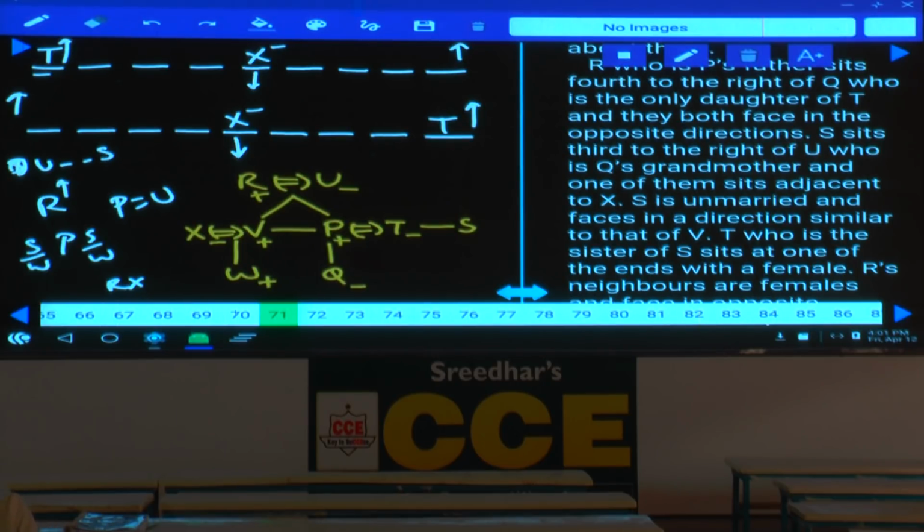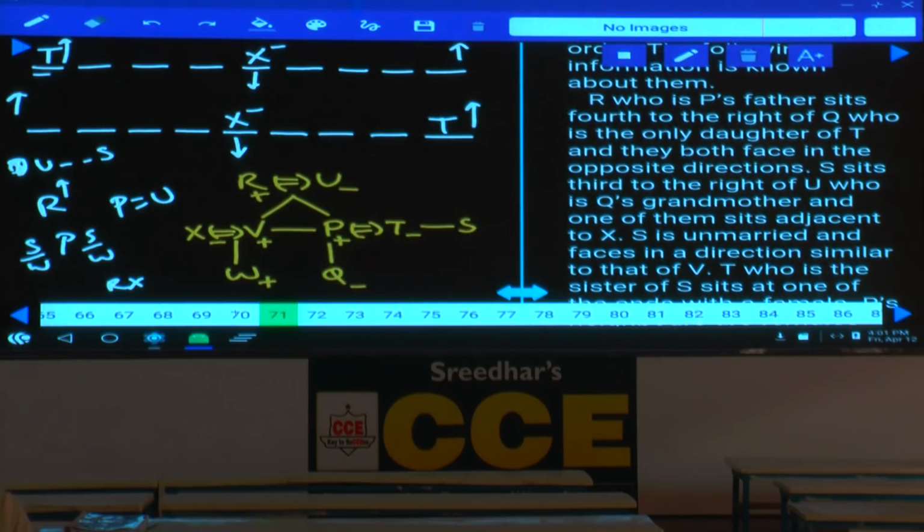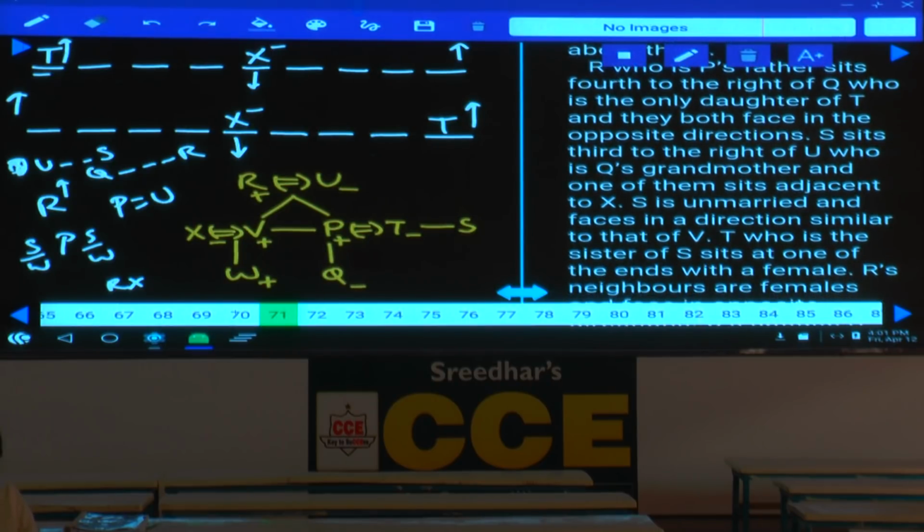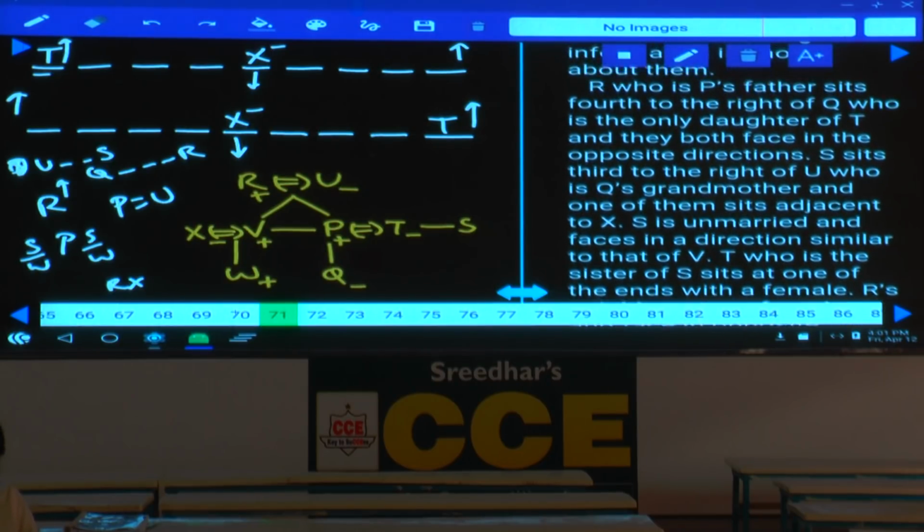And what is the other possibility we have? R, who is P's father, sits fourth to the right of Q. So Q, 1, 2, 3, R will be here. Now, how many persons were there? U and S, Q and R. At the same time, there are 5 vacant places between these two pairs. Then R, who is P's father, and Q face in opposite directions.